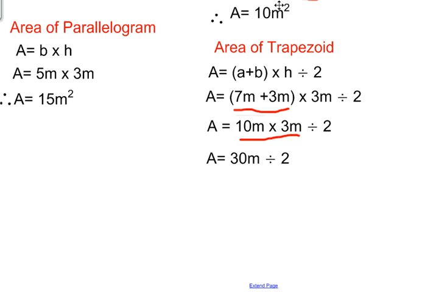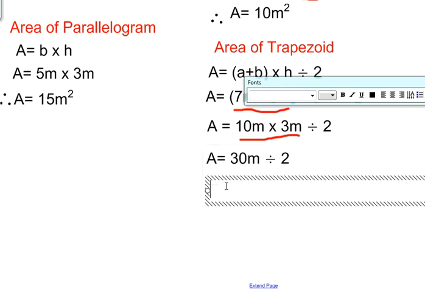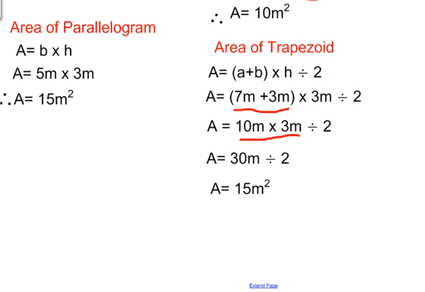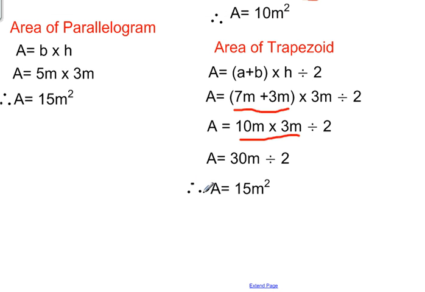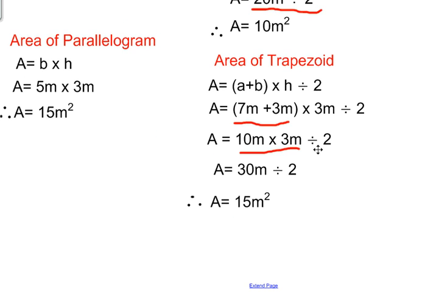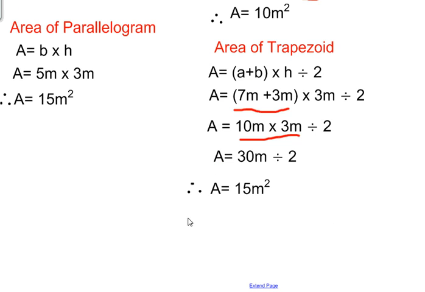And then underneath, we're going to finish this off. So therefore, 30 divided by 2 is 15. So area equals 15 meters squared. So now we have everything done. And of course, remember, we want everything all lined up as best as we can. So right now we've done area of rectangle, area of triangle, area of parallelogram, area of trapezoid. Now we need to figure out total area.